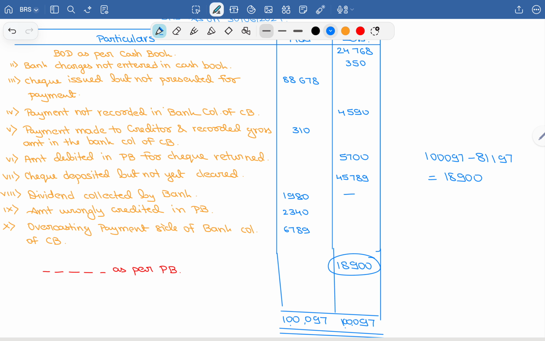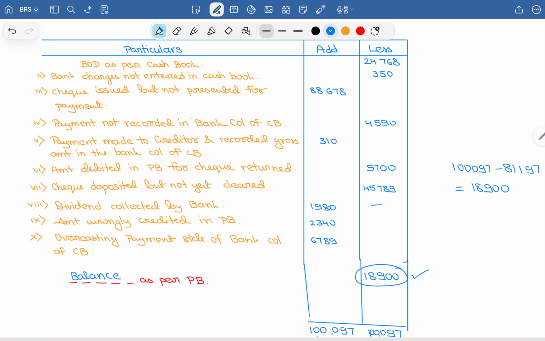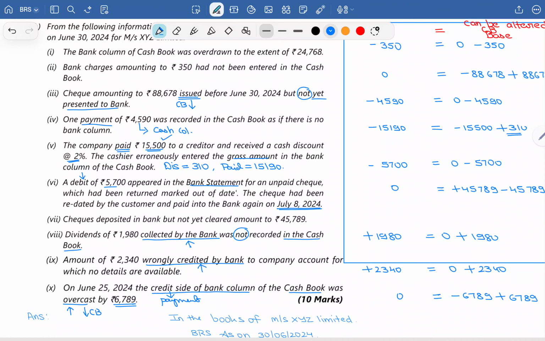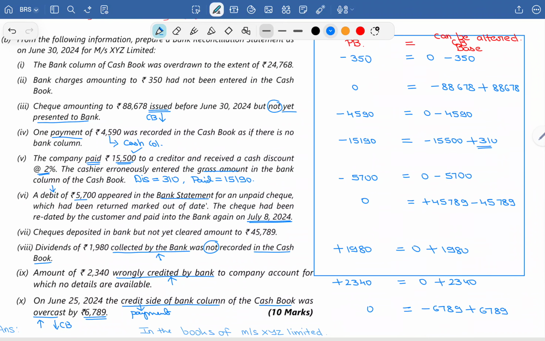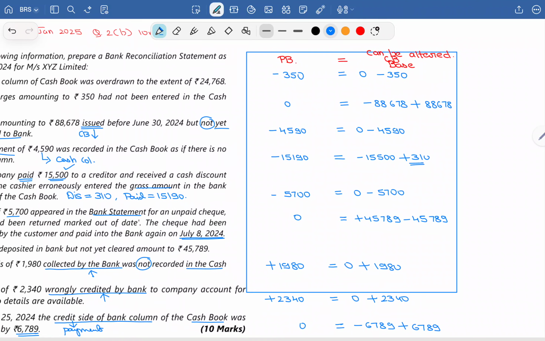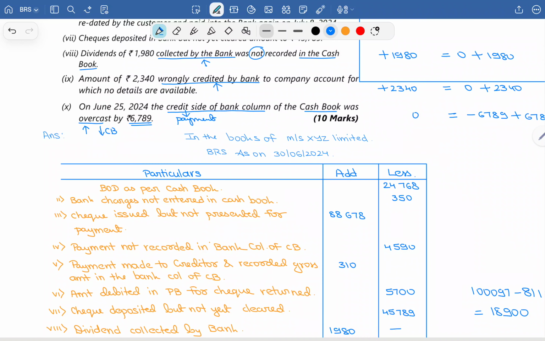So this is my balancing figure. The add column is more, that is why the balance is not a bank overdraft, it is the balance as per passbook, that is 18,900. This is the correct answer for this. So go through this question once again. In the examination also, you can mark all these adjustments with a pencil in your question paper, and you can do these calculations in a rough sheet, and ultimately you have to prepare the final answer. It will look like this.